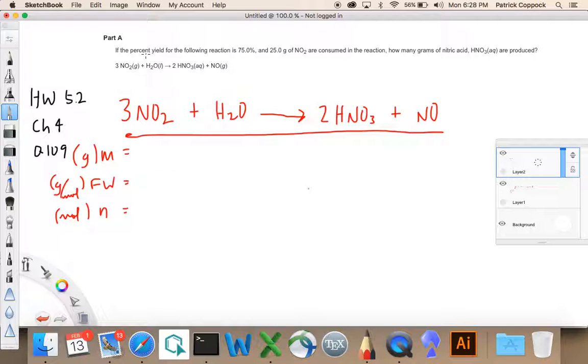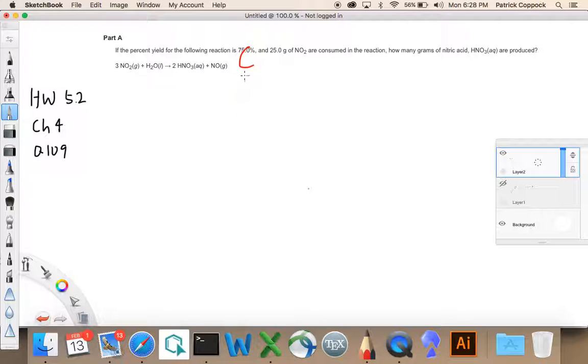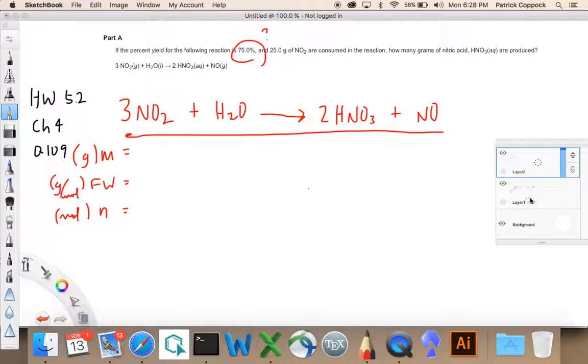So the question is, if 75%, I'm not exactly sure what to do with that yet. 75% of 25 grams of nitric oxide. So what do we mean by this? Well, we'll deal with that in a second. First of all, we're given 25 grams of nitrogen dioxide. So that's right here, 25 grams. It's already in grams. How many grams of nitric acid are produced? Again, the 75% we'll deal with in a second.